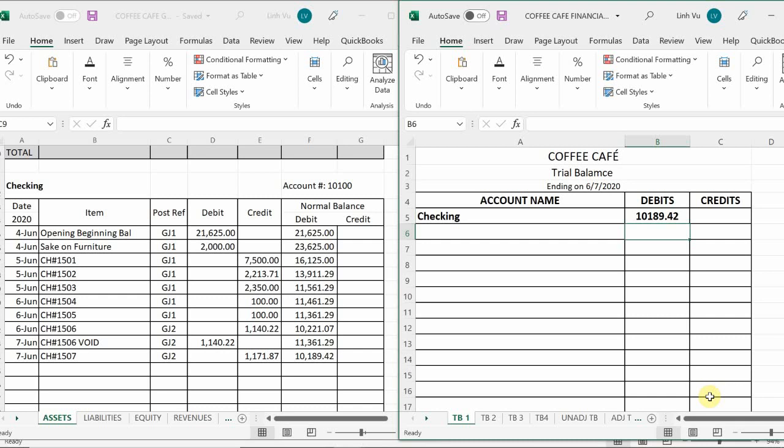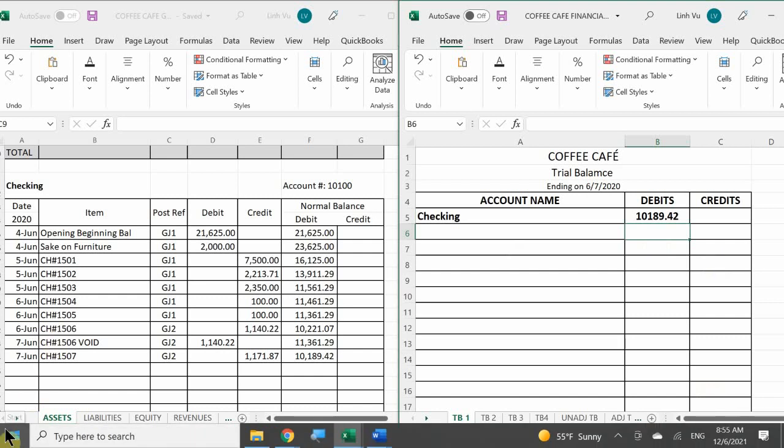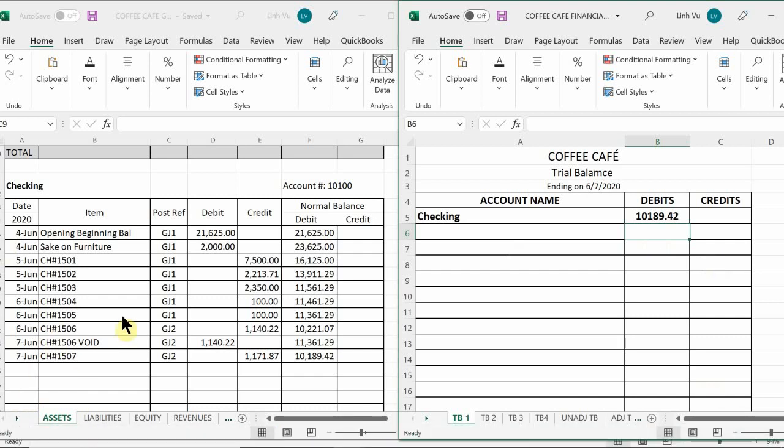So 10,189.42 is currently on my debit side in my checking account.